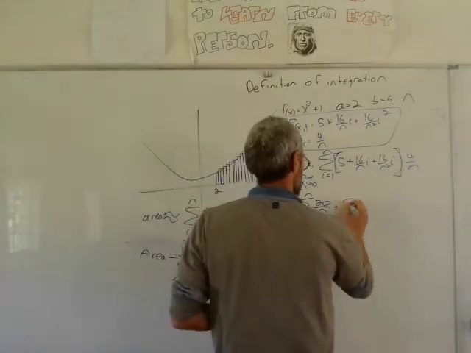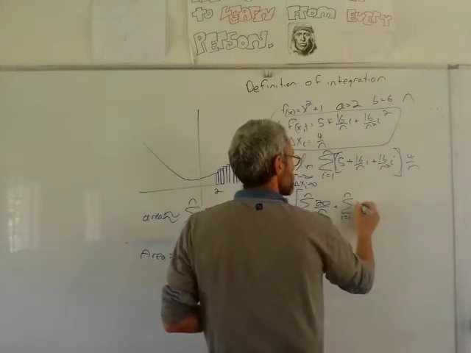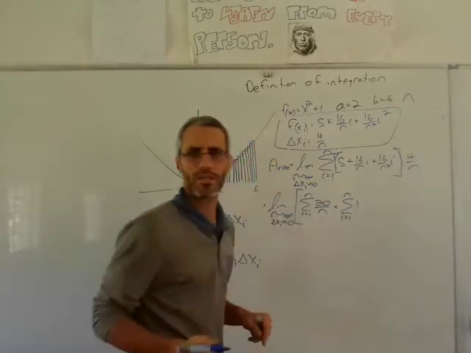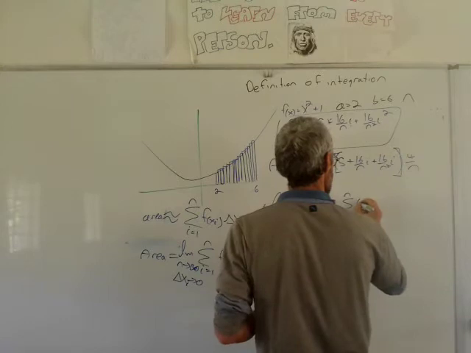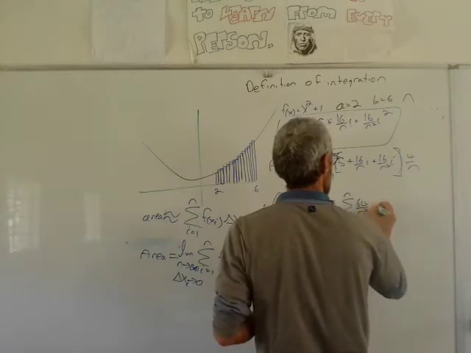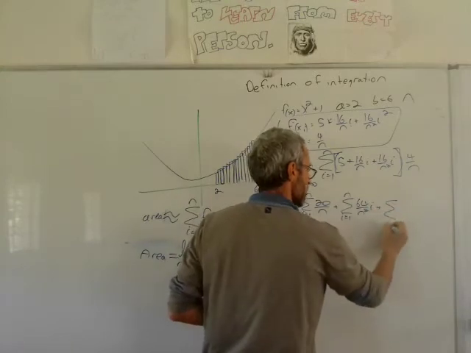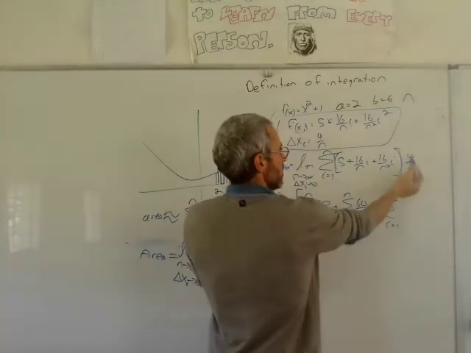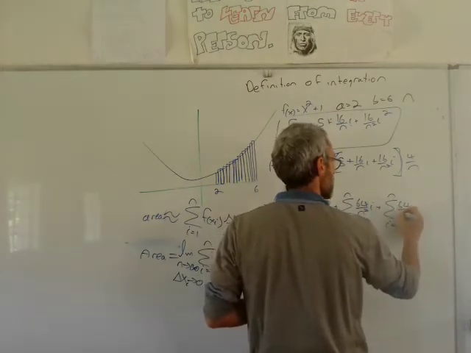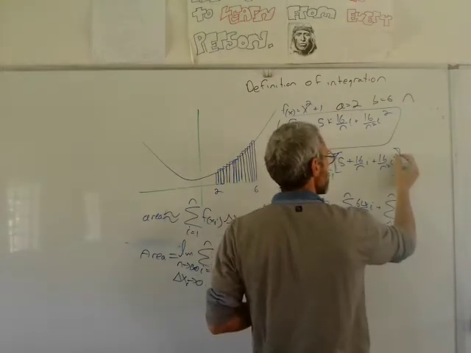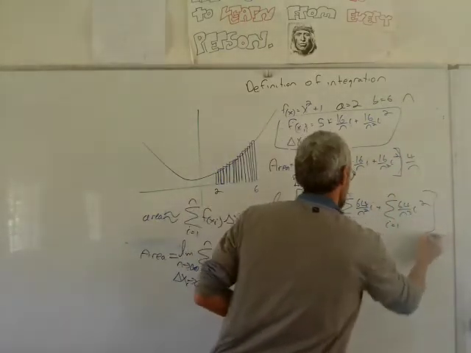Plus sigma i from 1 to n of 16 times 4, which is 64, divided by n squared times i. Plus sigma from 1 to n of 4 times 16, which is 64, divided by n cubed, times i squared. That should have been cubed for n, and that's i squared.